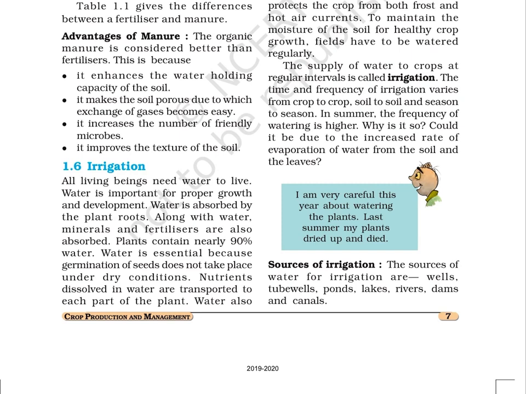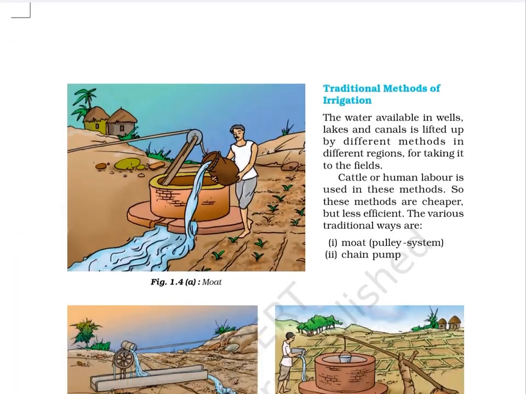Sources of irrigation. The sources of water for irrigation are wells, tube wells, ponds, lakes, rivers, dams and canals. Page 8. Traditional methods of irrigation.